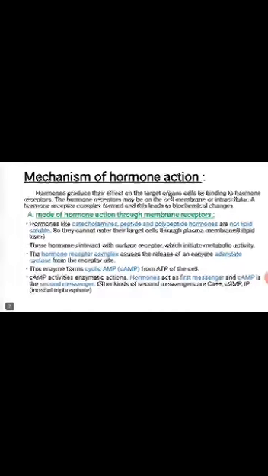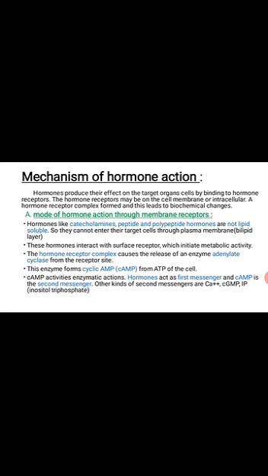Then the next one is the mechanism of hormone action. In this topic we will study how these hormones act. Hormones produce their effect on the target organ. Target organ means a distant organ. That means the hormone is secreted by a particular gland present at one location, whereas it acts on an organ present at a different location.